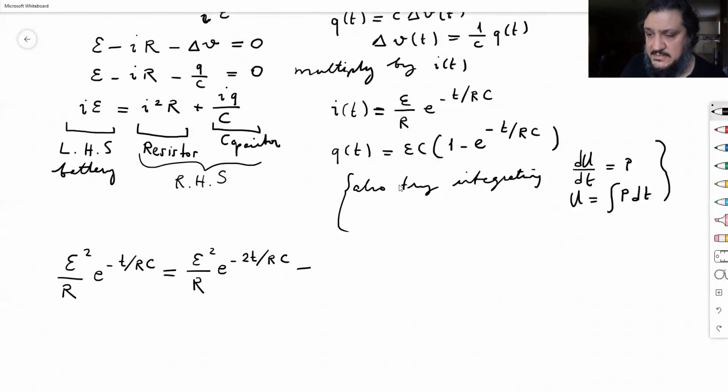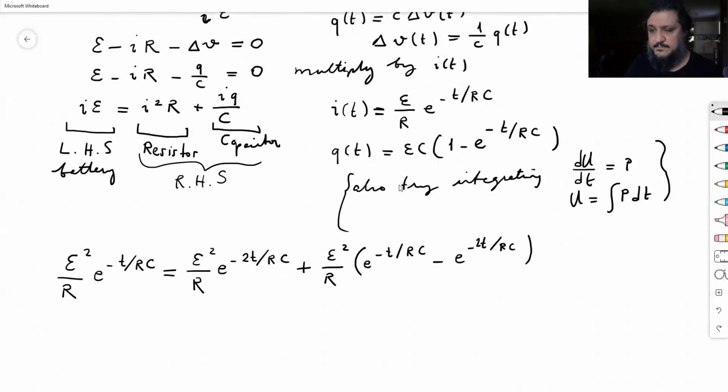Okay, and then plus, now I times Q. These are going to be multiplied and divided by C. So I'm going to have E over R times E times C divided by C. I will have E squared over R again. So this times that, I have e to the negative t over RC minus e to the power negative 2t over RC. All right, you can tell actually this will give you the same thing on the right and left. 0 will be equal to 0.